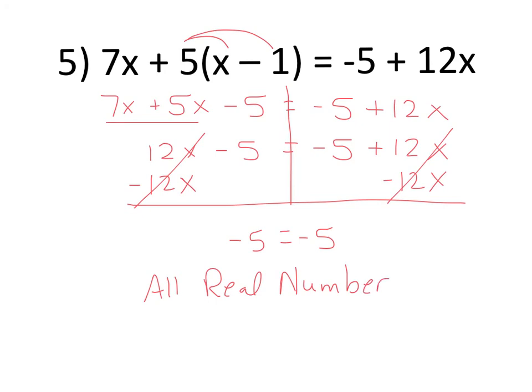Okay? The symbol for that is like 2 lines and extend the R. Okay? So all real numbers. So when your variables cancel, and you're left with negative 5 equaling negative 5, or 4 equals 4, or 3 equals 3, whatever. If both sides are equal, that's called all real numbers.